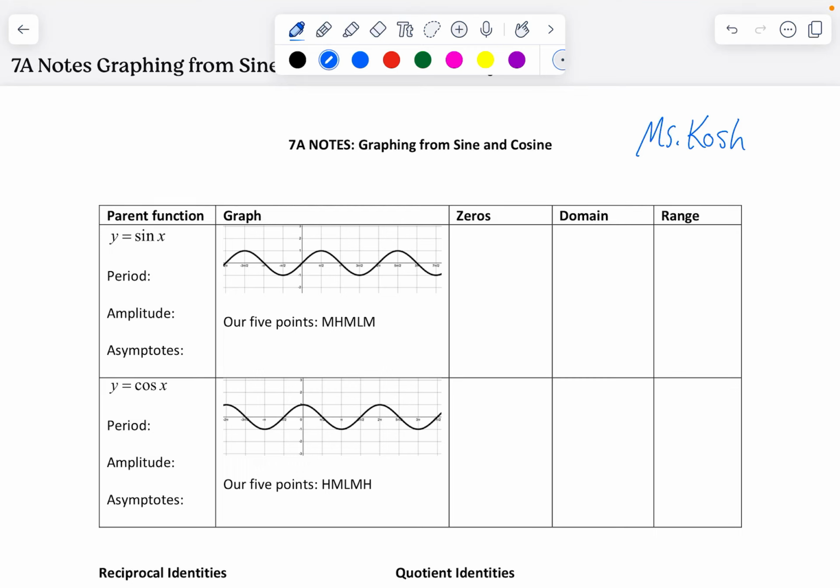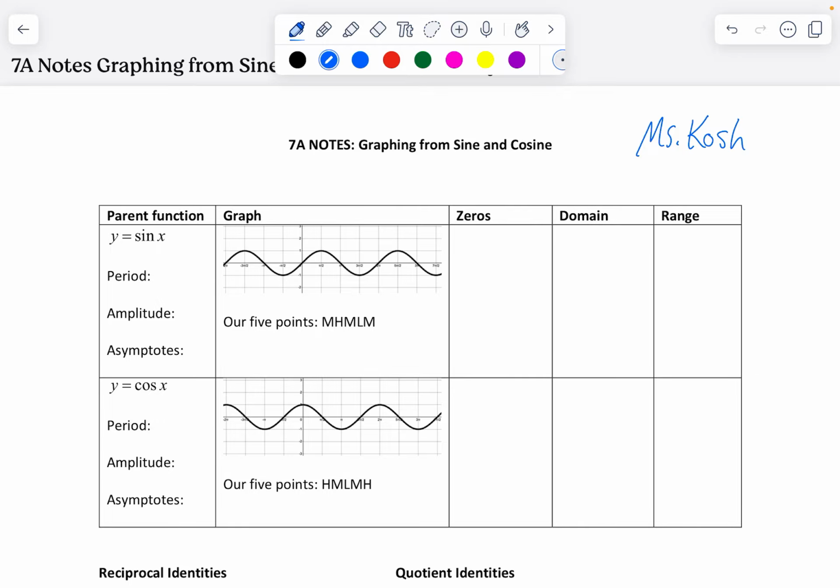Howdy, Pre-Cal. It is Miss Kosh, and today we are graphing, well, all 6 trig parent functions. We've already done sine and cosine with spaghetti, and now we're going to jump in. We're going to use those 2 to help us generate the other 4.